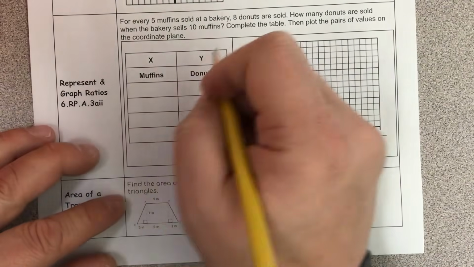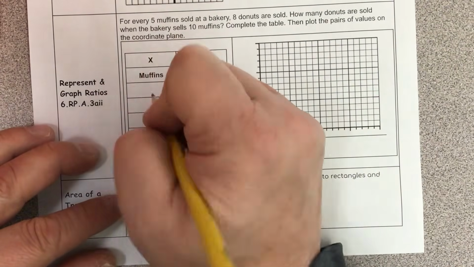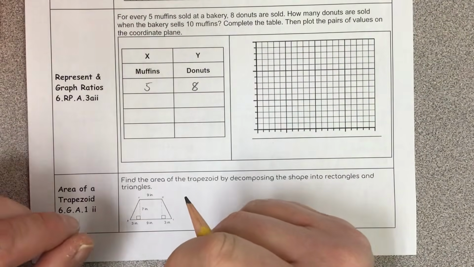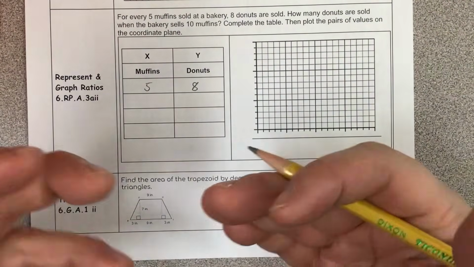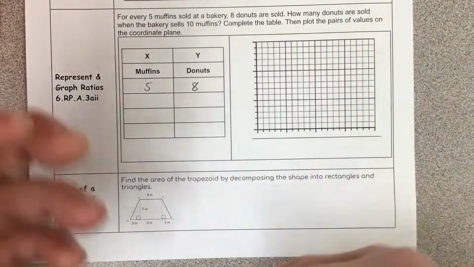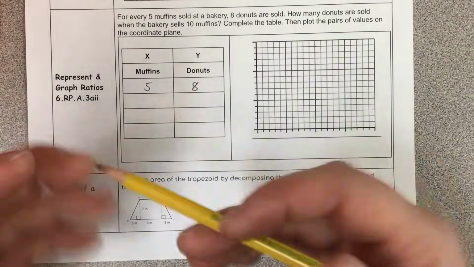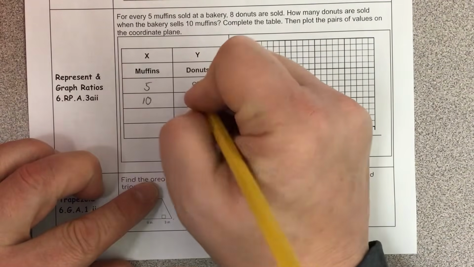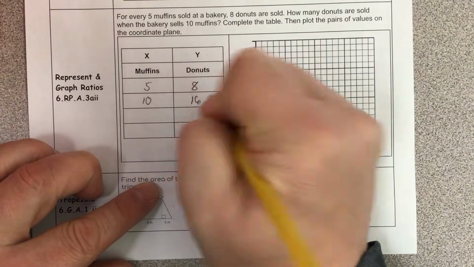So I'm going to put my first set of coordinates in there, 5 muffins, 8 donuts. And now to generate other coordinates, I'm just going to simply keep multiplying by the same numbers. So I can either multiply or divide, but in the case of 5, it's just easier to multiply. So 5 multiplied by 2 would give me 10, and 8 multiplied by 2 would give me 16.